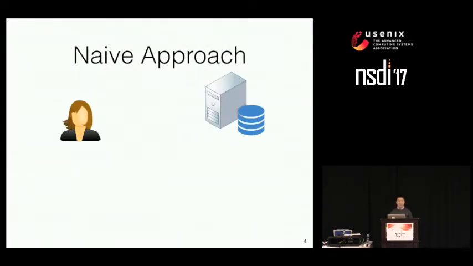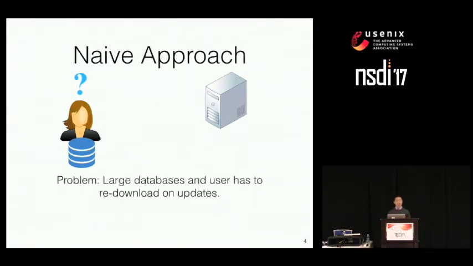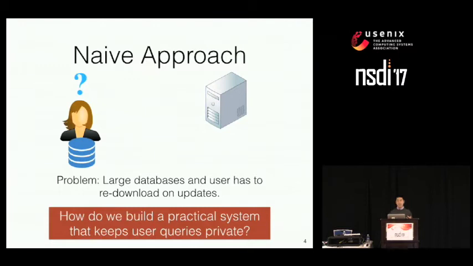One naive way to solve this issue is for the user to download the database from the service and perform the queries locally on her machine. However, these databases, like the Yelp database or Google Maps database, are usually hundreds of megabytes, and the user has to re-download any updates, which leads to a high communication cost. This is especially problematic for users on mobile phones. So the question is, how do we build a practical system that can keep users' queries private?